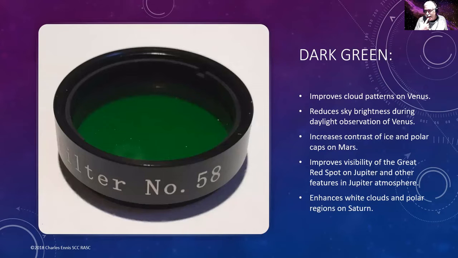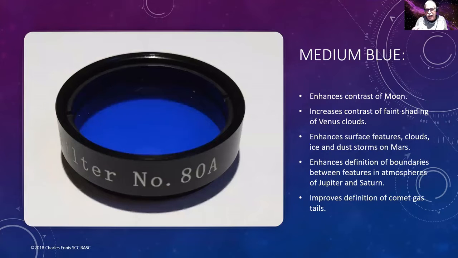Dark green improves cloud patterns on Venus. It reduces sky brightness during daylight operations or observations of Venus. It increases contrast of ice and polar caps on Mars. It improves visibility of the Great Red Spot, if you look at Jupiter, and other features in Jupiter's atmosphere, and it enhances white clouds in polar regions on Saturn.